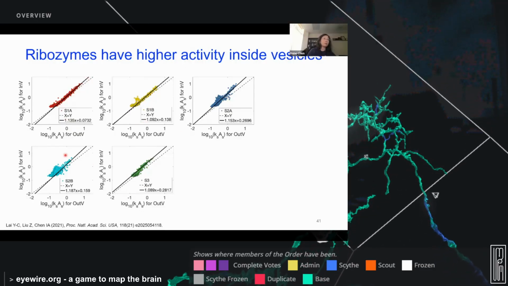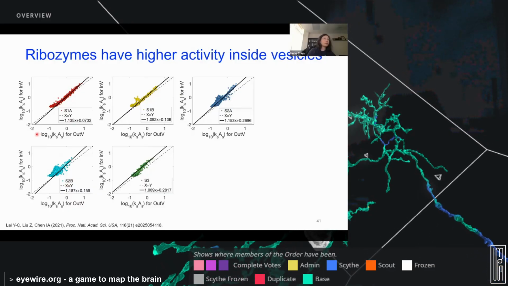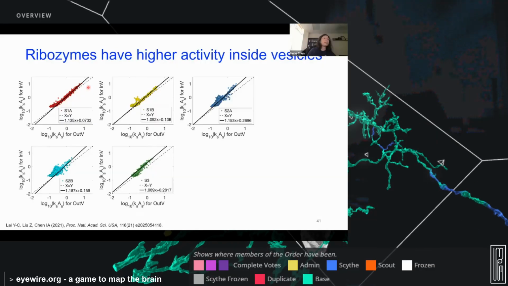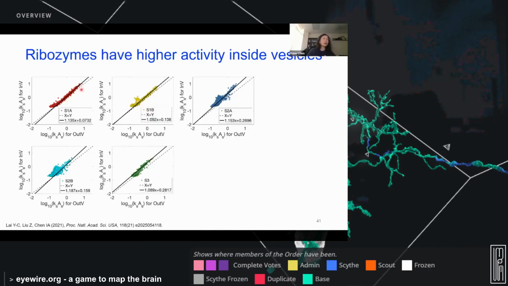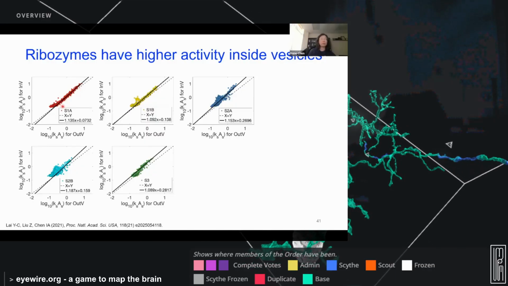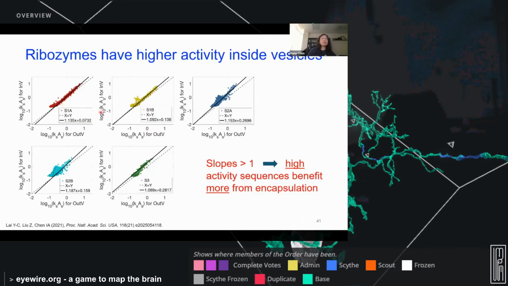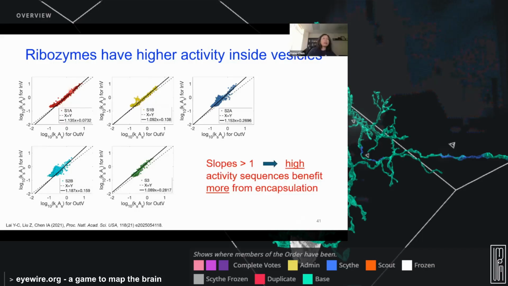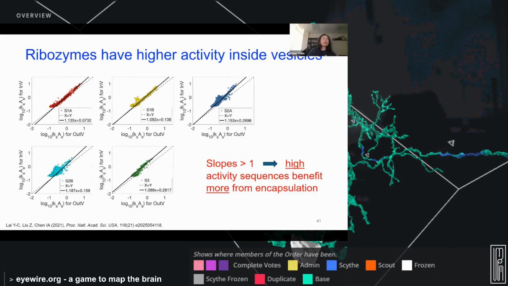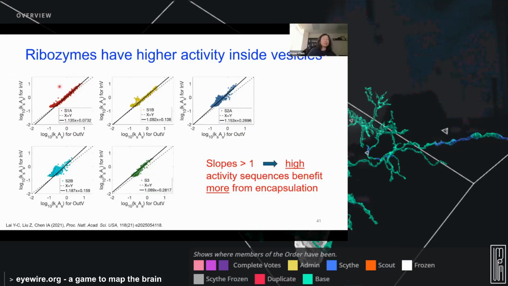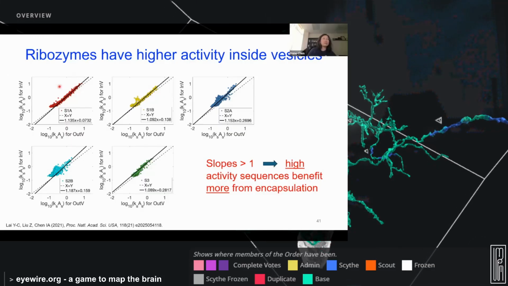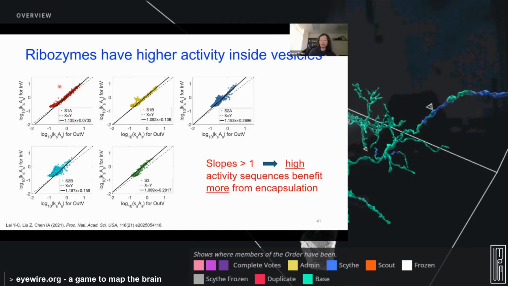Okay, so our slope of fit is a little bit greater than one, and we see that across these different ribozymes. The slope for fitting is greater than 1, and what this means again is that the high activity sequences are getting more benefit from being encapsulated compared to these lower activity sequences. So these high activity sequences are peeling away from the general population of lower activity sequences, and they're getting a greater benefit. It's small, but it's consistent. And a small but consistent effect in evolution still gives you a pretty big effect.